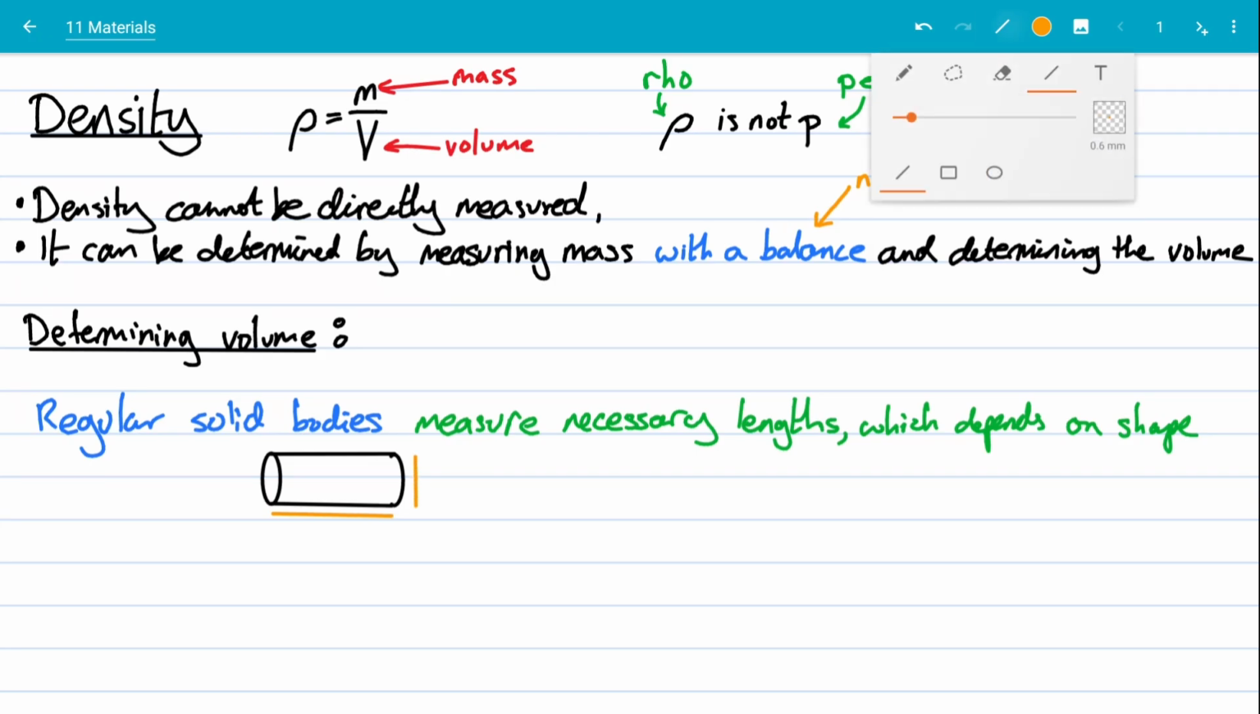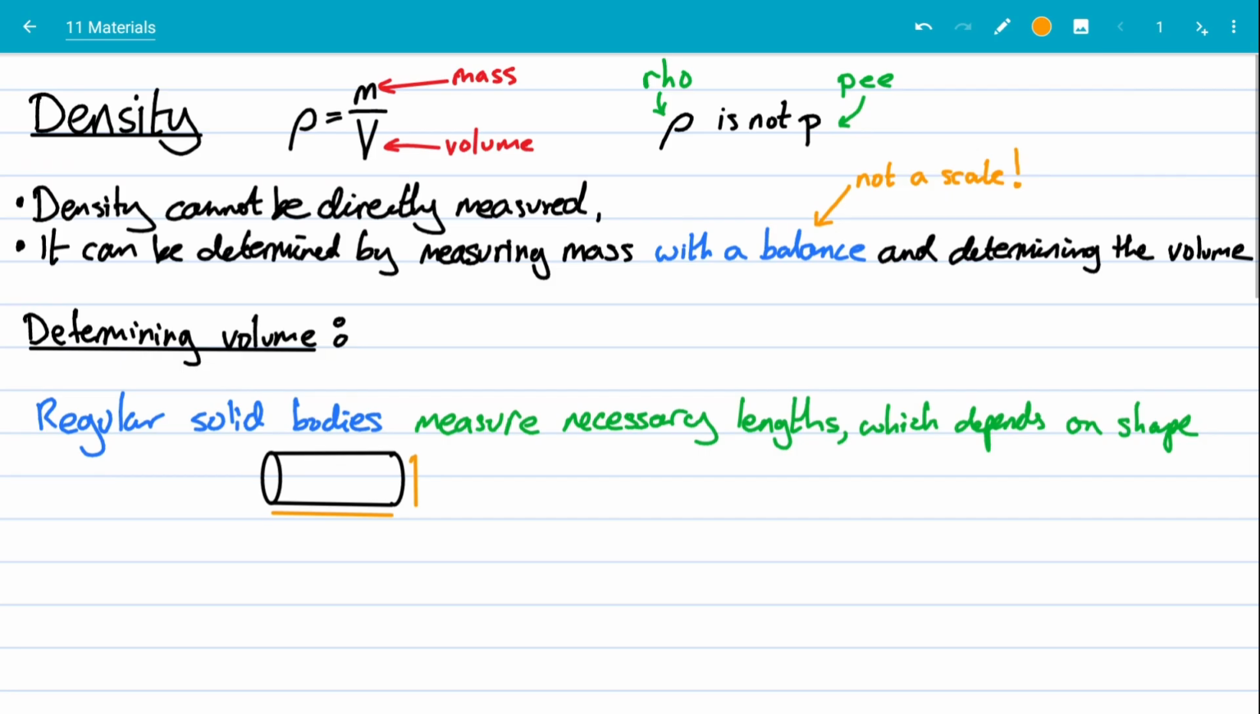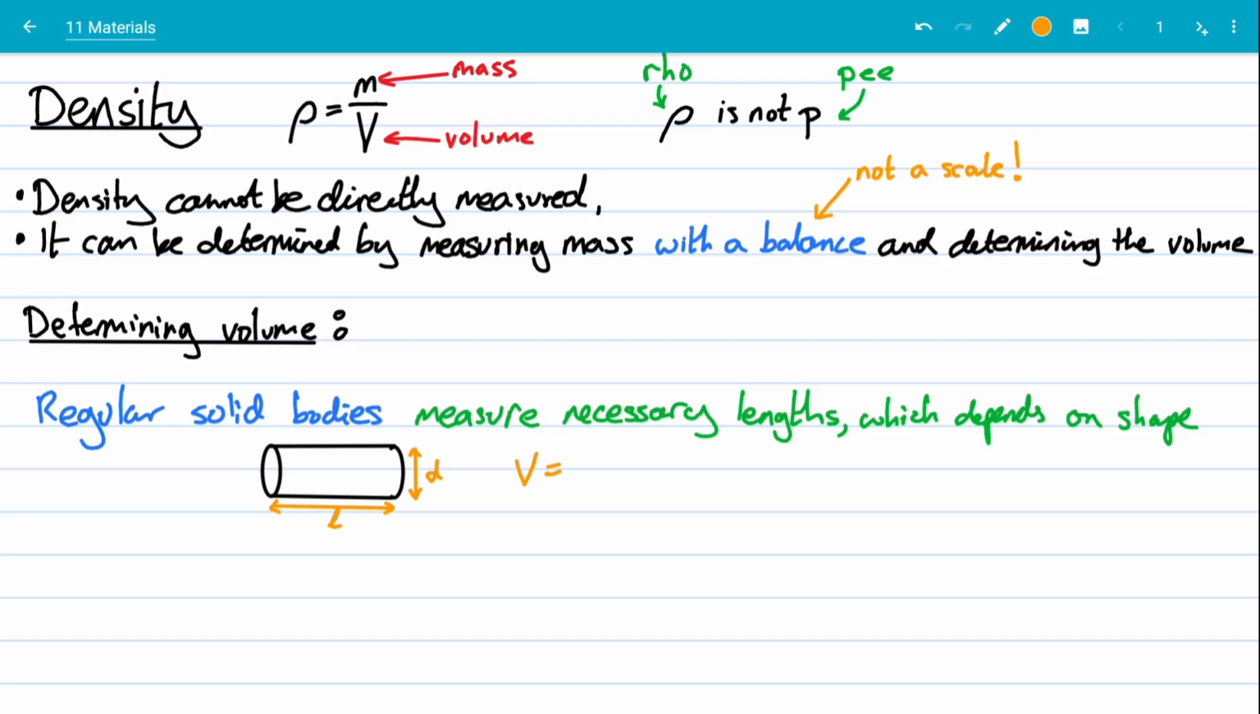We could measure the diameter, which I will call D, and we can measure the length, L. We don't measure the radius, by the way. We measure the diameter, not the radius. And so the volume would be equal to L. Let's put it the other way around. Let's do 1/4 multiplied by pi multiplied by D squared multiplied by L. Yeah, so that's a cylinder.